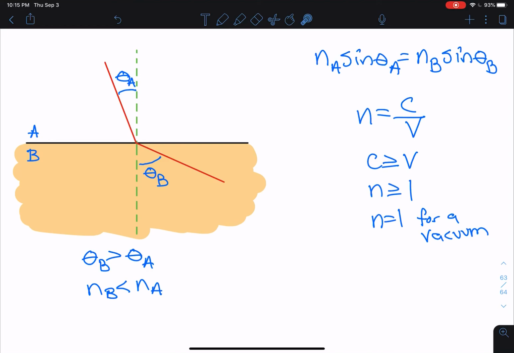Now, I've been talking as if the light ray were going from A to B, but it could be going from B to A, in which case it would follow the same path that I've drawn. Nothing would change because it has to obey Snell's law.